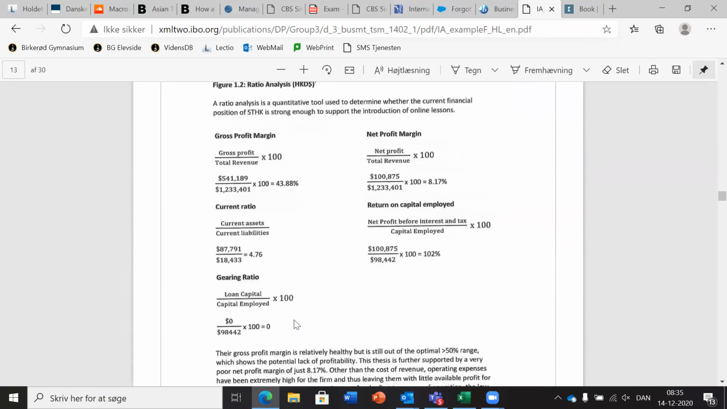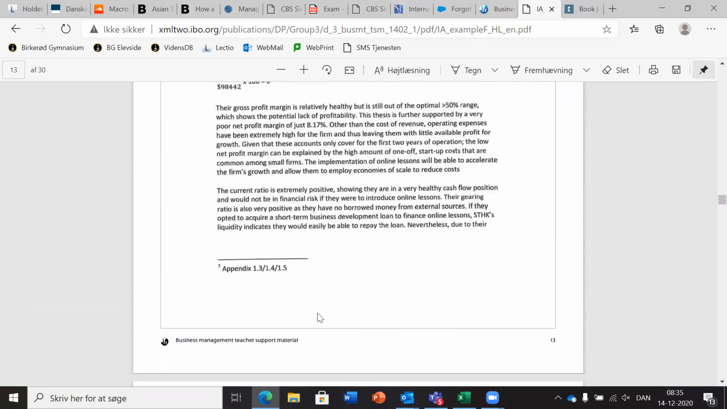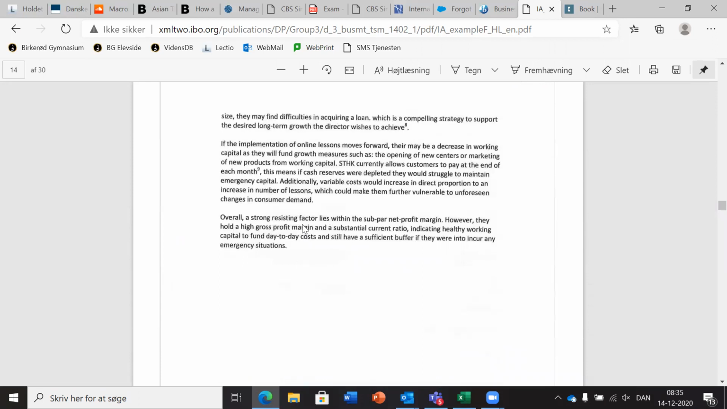If we go on to the financial ratio, again, this is done quite basically. He just listed what the ratios were, then put the numbers in from his secondary research and gave some conclusions. He discussed the implication of the gross profit margin: what does this mean if we introduce online lessons? And then the same with the current ratio, and then kind of a mini conclusion as well.